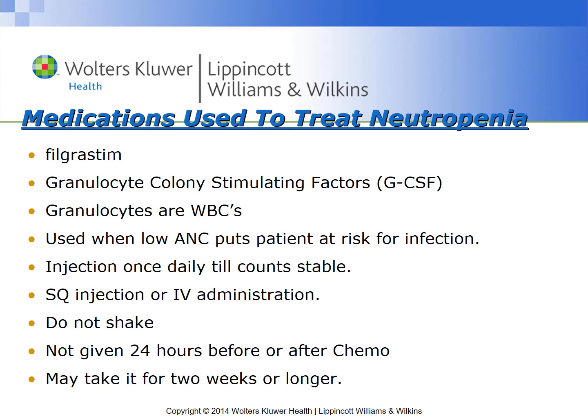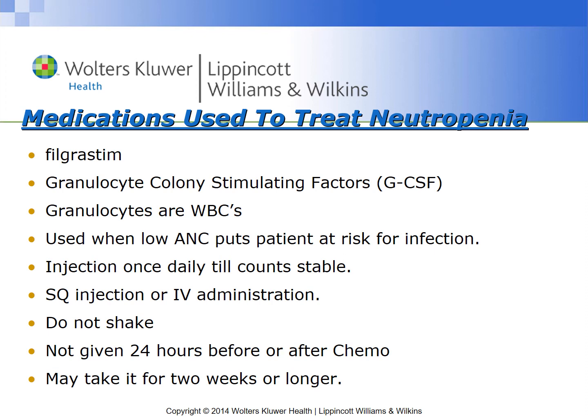It can be sub-Q or IV, and they mention not to shake the medication and not to give it 24 hours before or after chemotherapy. And it may take around 2 weeks or longer before it works. So, filgrastim is the prototype for this type of medication. It stimulates the blood cell production by the bone marrow, and it's used with patients with bone marrow transplants or chemotherapy-induced neutropenia.